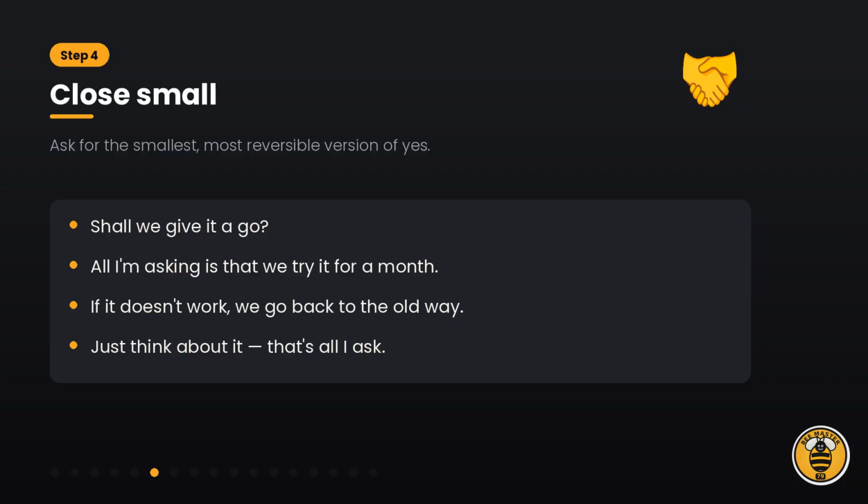Step 4. Close small. Do not ask for a permanent yes. Ask for the smallest, most reversible version of yes. Shall we give it a go? All I am asking is that we try it for a month. If it does not work, we go back to the old way. Just think about it. That is all I ask. A small yes is easy to give, and a trial that can be undone is very hard to refuse.